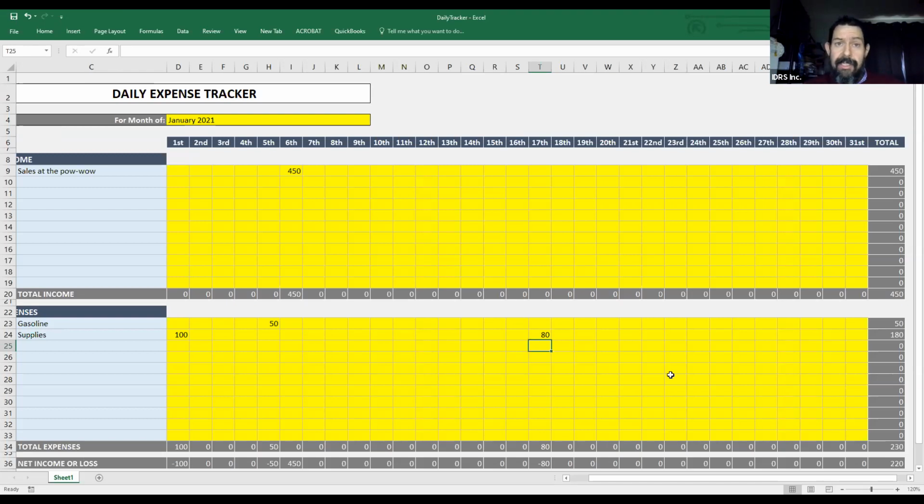See, it doesn't take long. It doesn't take years of historical data. It just takes a month or two to at least give you some idea of what it's going to take to get your business started. So this is a daily expense tracker.